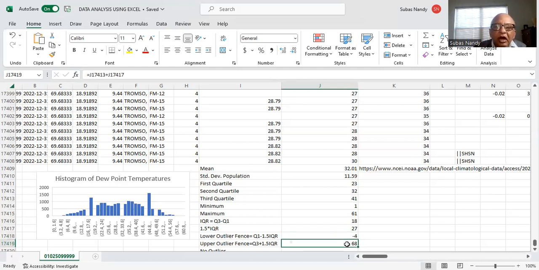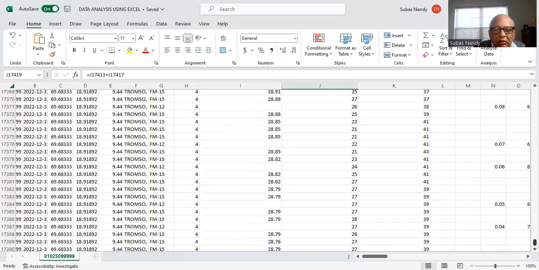And we look for the upper outlier fence, which is Q3 plus 1.5 IQR. My Q3 is 41, plus 27, which is 1.5 times IQR, is 68. Is there any number greater than 68 in the data set? No, because the maximum is 61. So no number is greater than 68. Hence, there is no outlier on the left and no outlier on the right.